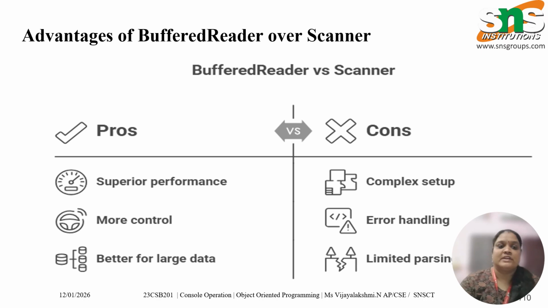And now we are going to see the advantage of using BufferedReader over the Scanner class. BufferedReader is superior in performance, whereas the con is that it is actually a complex setup. Once the setup is done, the performance of BufferedReader is much better than Scanner. It also gives more control, including error handling, and is better for large data, whereas it is limited in parsing. So this is the main drawback of BufferedReader over the Scanner.